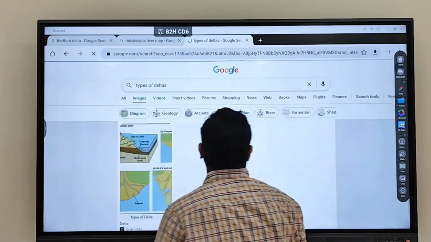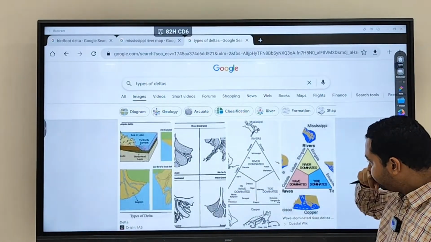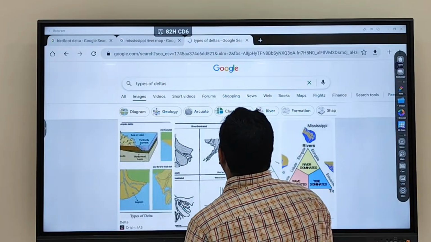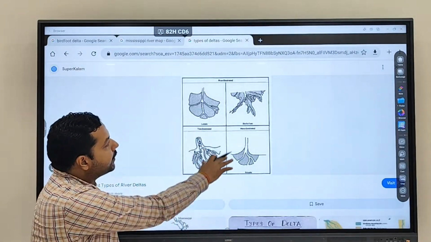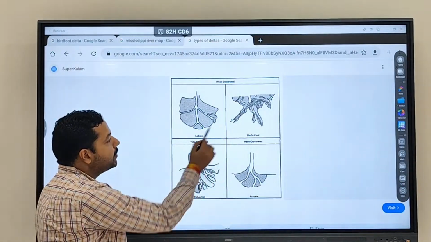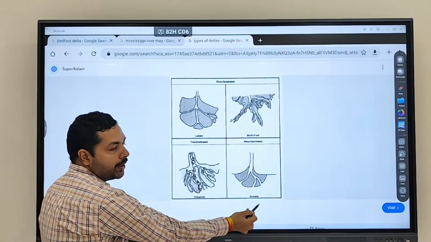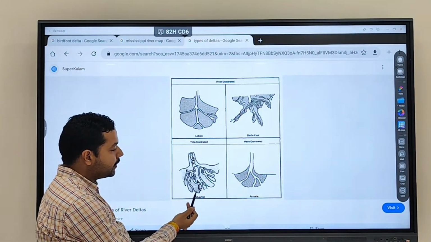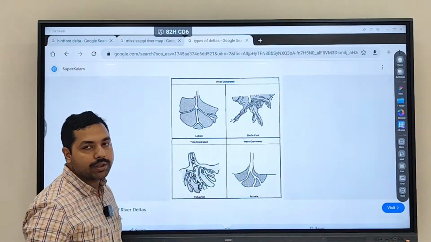So now you are finding different patterns of deltas. So you can find these are the different types of delta. So this type is called what? Bird foot delta, which is formed by the Mississippi River. This is an estuarine delta. This is an arcuate type of delta. Clear? So this type of delta is called an arcuate delta. This type of delta is called an estuarine delta. This type of delta is called a bird foot delta.